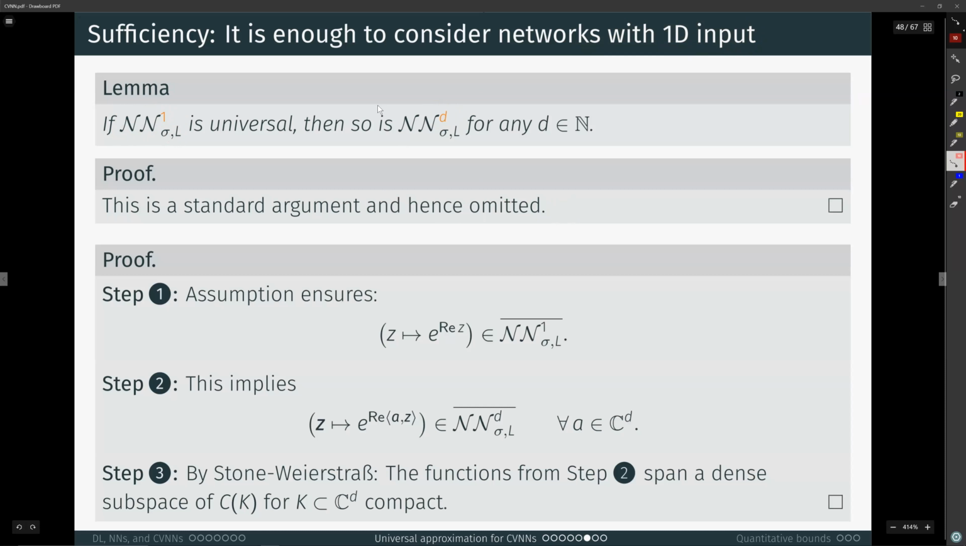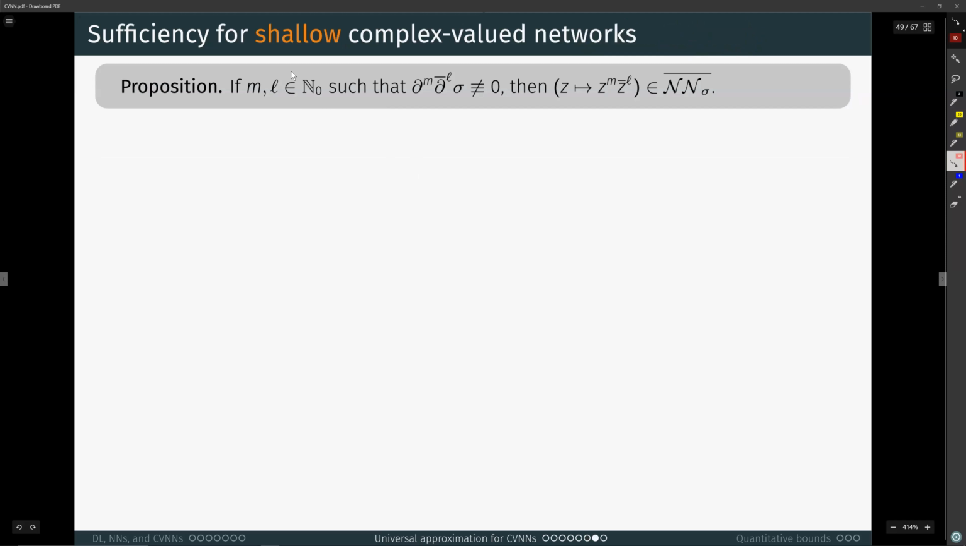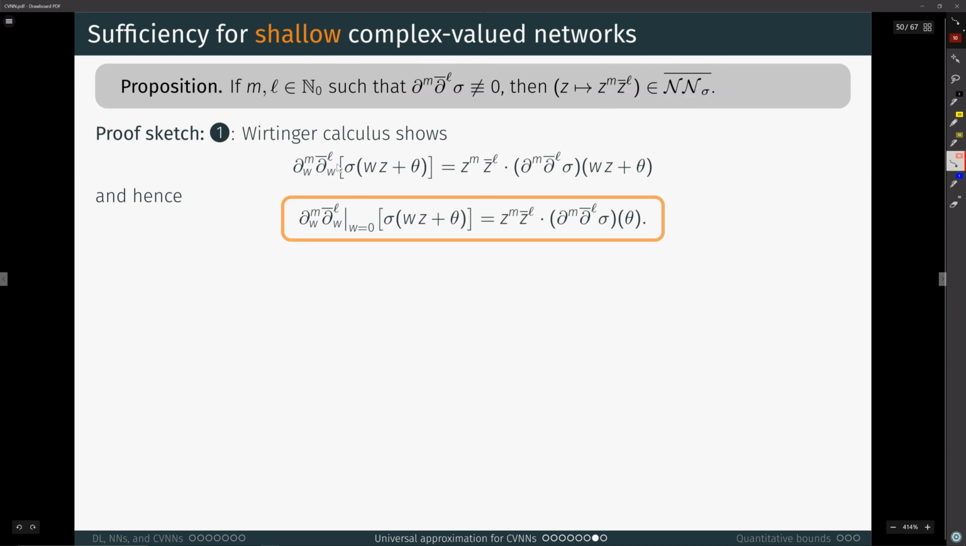Okay, now we just have to work in the one-dimensional case, and we want to see that if the activation function is not polyharmonic, then with shallow networks, we can approximate everything. And the main auxiliary result to get this is this claim here. If some mixed Wirtinger derivative of sigma is non-zero, then the corresponding monomial z to the m, z bar to the l can be approximated arbitrarily well locally uniformly by shallow networks. So how do you do this? You look at sigma of wz plus theta, and then you take a mixed Wirtinger derivative of this, exactly this one, but with respect to w.